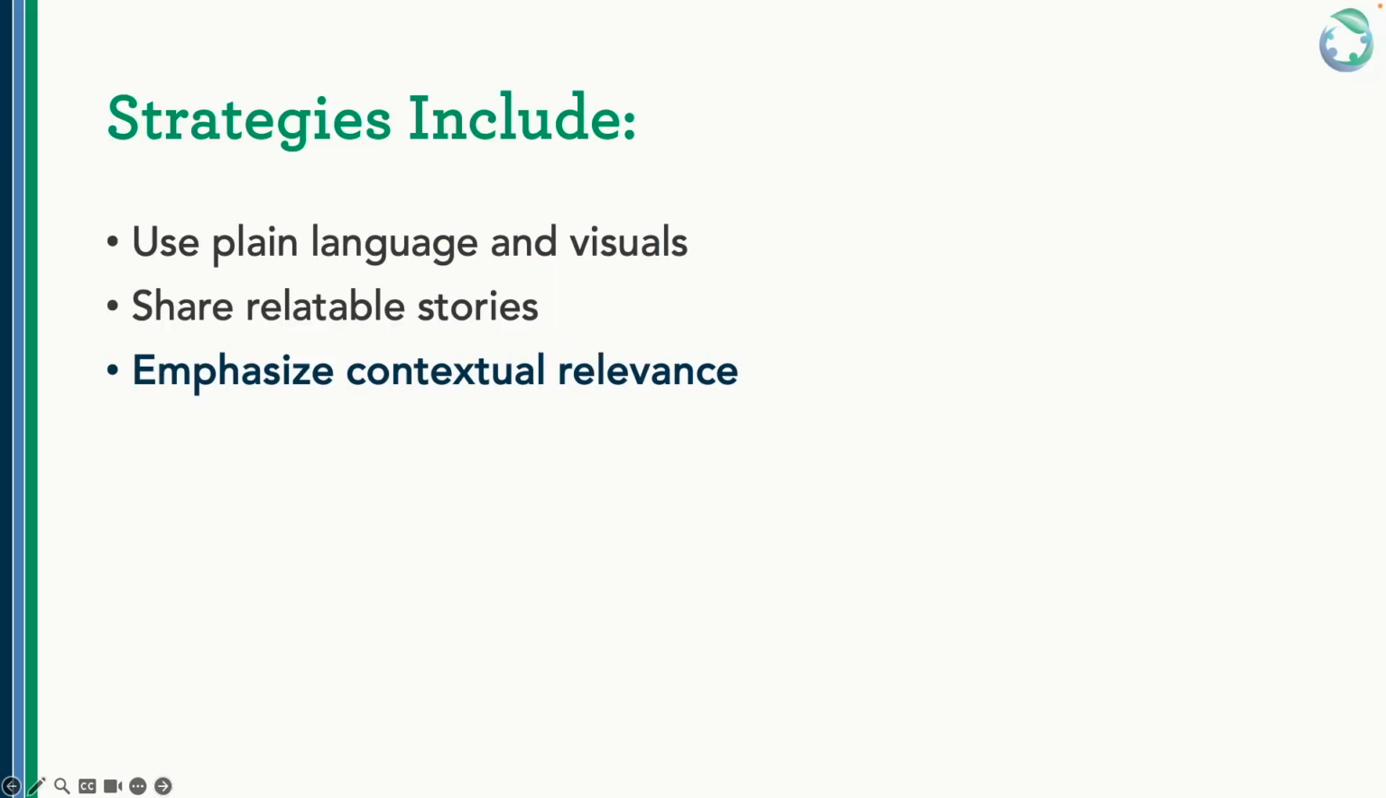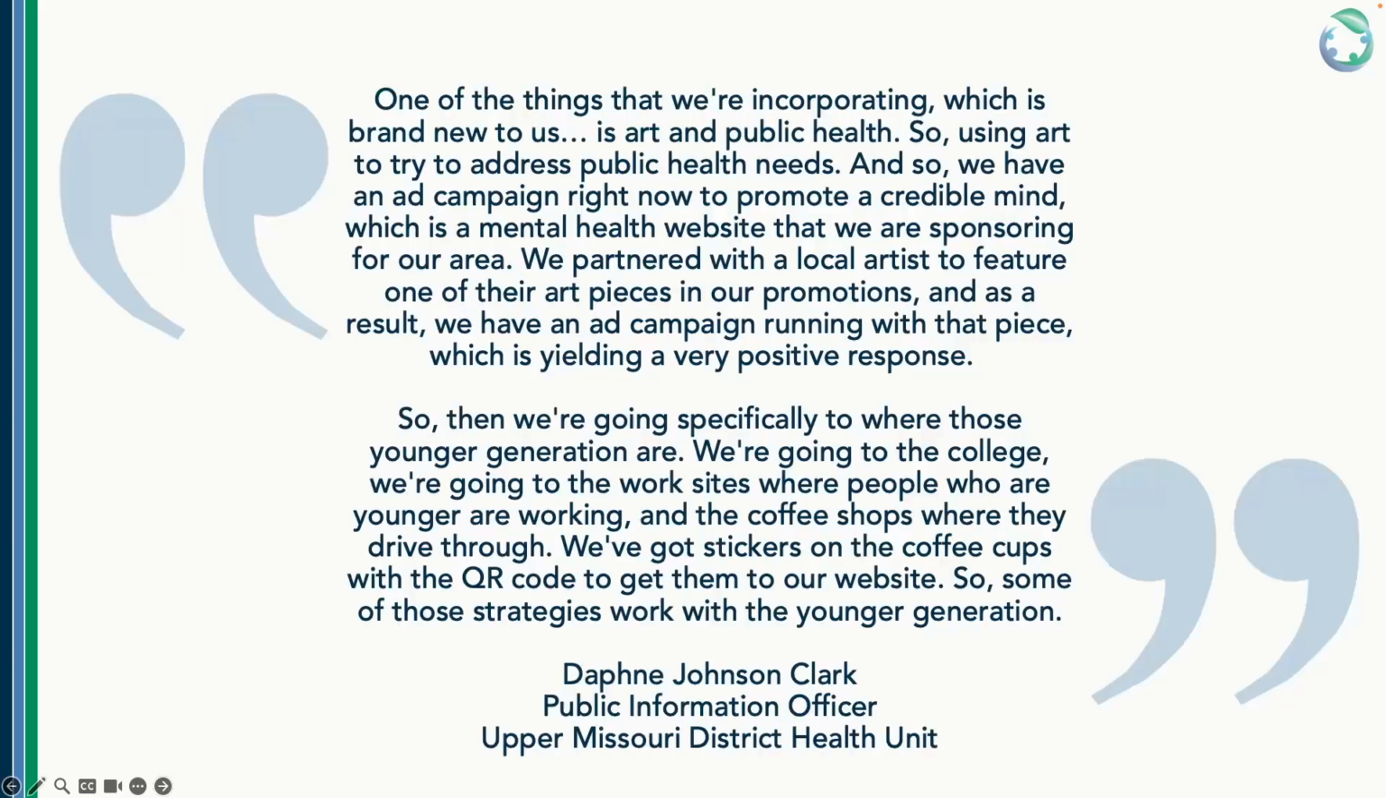Another strategy includes emphasize contextual relevance. Tailor messaging to reflect community values and traditions. Frame both risk and benefits in a way that resonates. For example, Daphne Johnson Clark, Public Information Officer at Upper Missouri District Health Unit, described how they integrated art into public health outreach. "One of the things that we're incorporating, which is brand new to us, is art in public health. So using art to try to address public health needs.